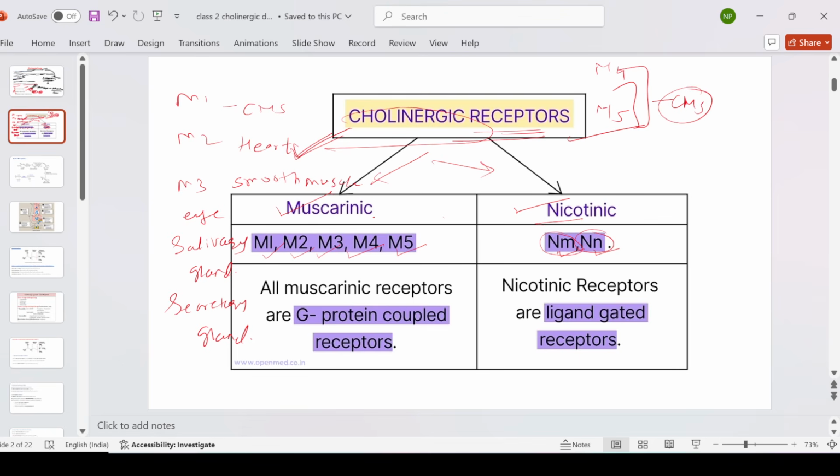This muscarinic receptor is a G protein coupled type of receptor. So this is one of the types of receptor. As we saw, there are four types of receptor: G protein coupled receptor, then ligand gated ion channel receptor, then third one is enzymatic receptor, then fourth one is nuclear receptor. So from all four types, this muscarinic receptor is a G protein coupled type of receptor.